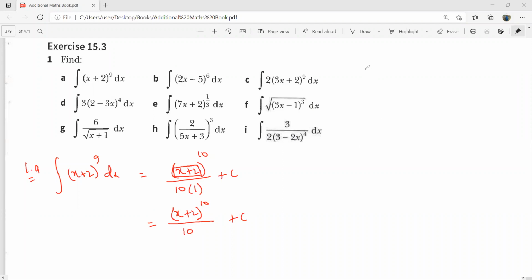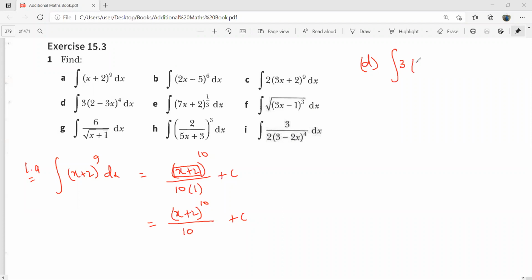Look at this d part, how will I be integrating it? So in the denominator it is n plus 1 times the derivative, not n multiplied by 1. Okay, n plus 1 times the derivative.